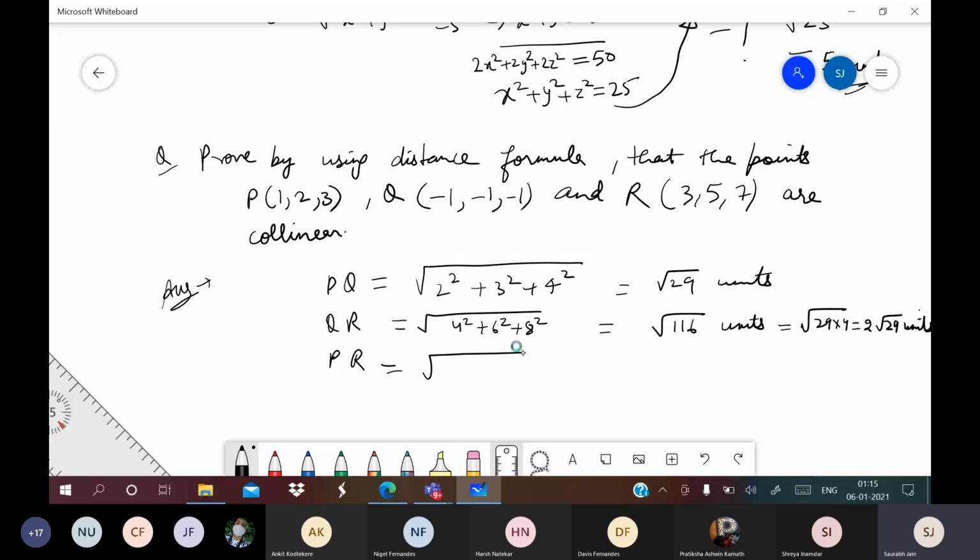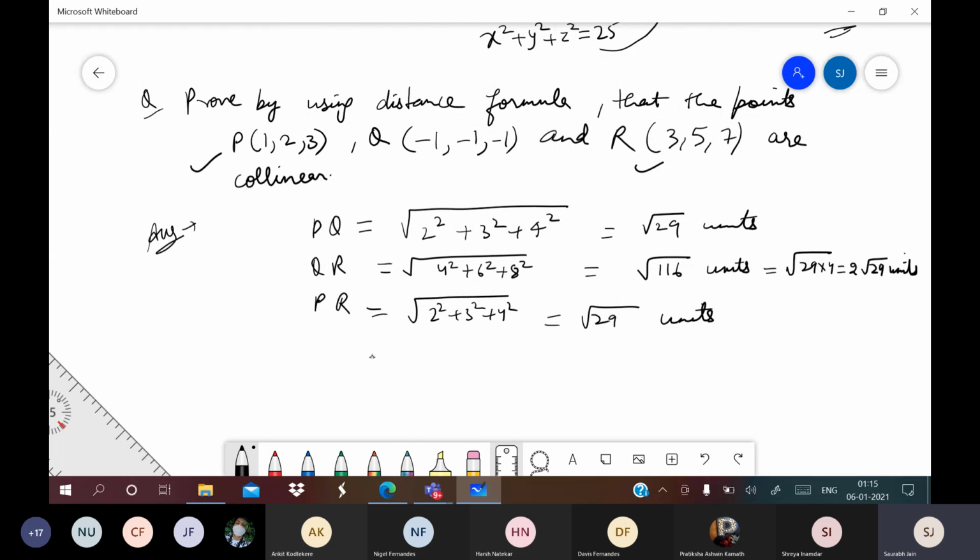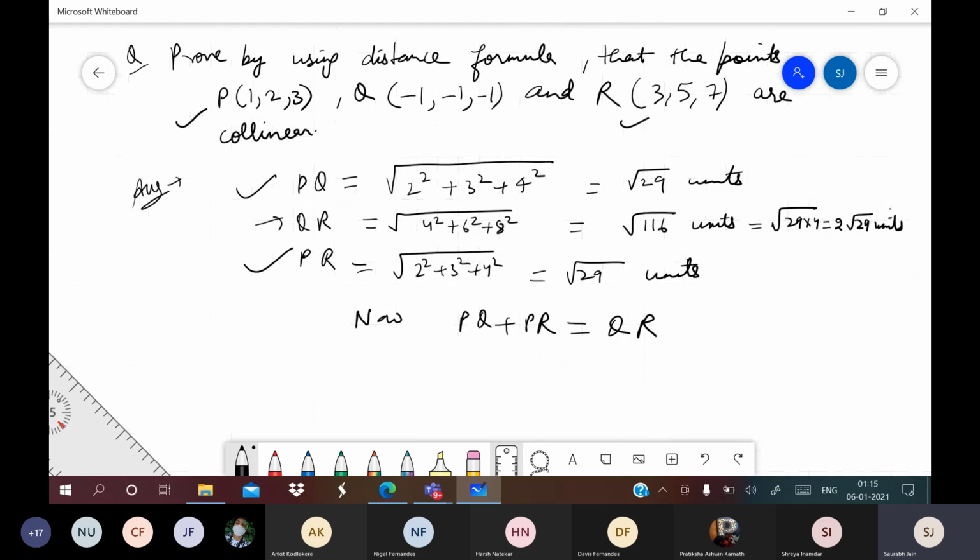Then PR, distance between P and R. It is 2 square, 3 square, and 4 square. This is same as the first one, root 29. Now it is very easy to see that the sum of PQ and PR is equal to QR. The sum of first and third is equal to the value of the second one. This is the condition of collinearity of 3 points.